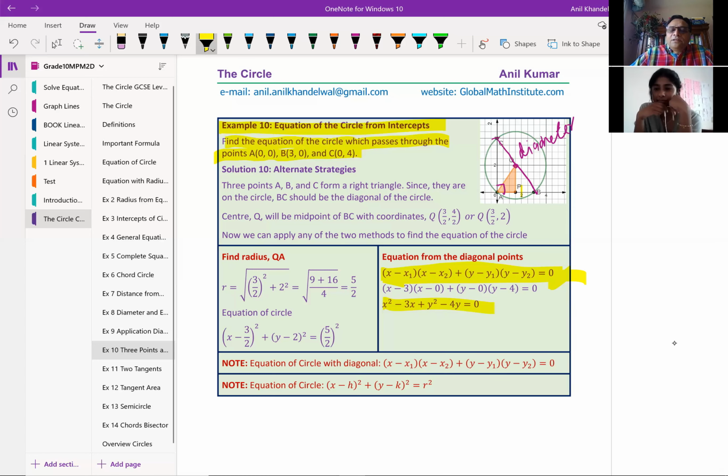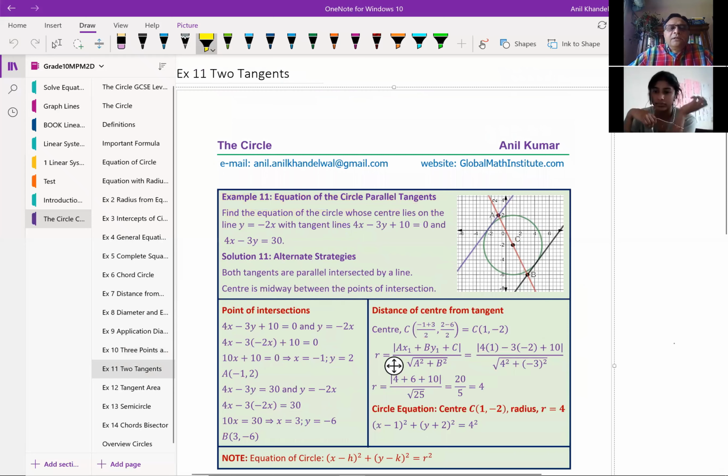Got the idea? So that is how we are going to solve this particular equation, but there are so many different ways. So identify that we have a right angle at that corner, the origin, and therefore the other 2 points are part of a diagonal of a circle. So we'll use our diagonal equation, write down the equation. We're done. Is that clear to you? But you could definitely adopt many other ways of doing it, right? So we'll move on, take up example number 11.